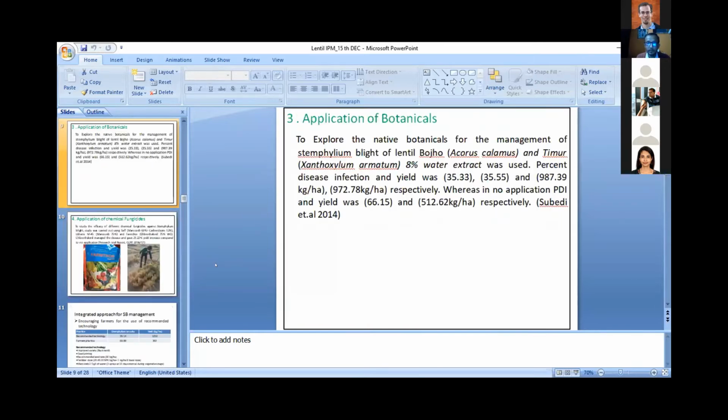And botanicals also, we have explored some botanicals. This is Acorus calamus and Zanthoxylum armatum. But it is in in vitro condition, and we have to explore. We have not yet explored in the field condition, but in lab condition, it has given good inhibition for the Stemphylium blight pathogen.